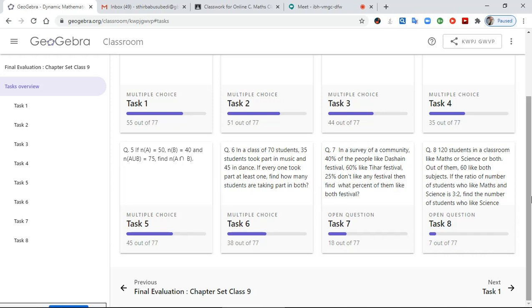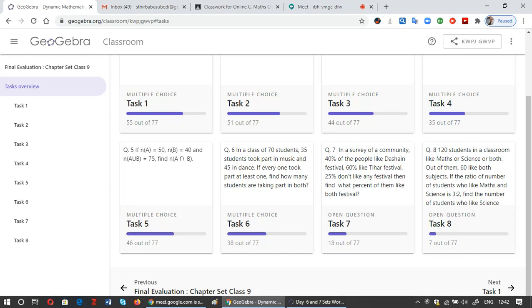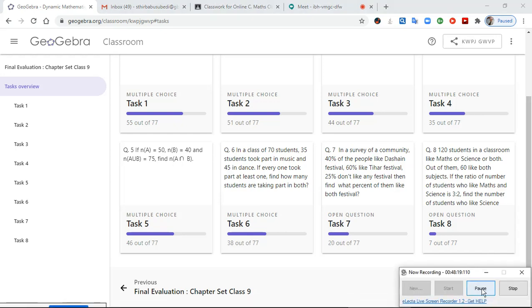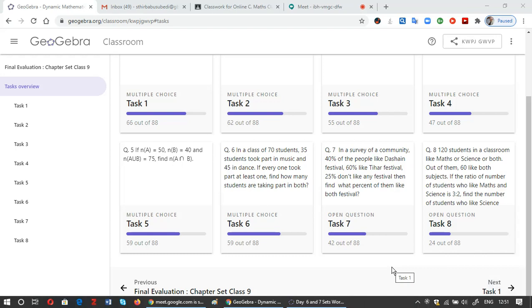Only 6 students in task 8. So many students are waiting in task 8. 55 in task 1. Where are the others? Out of 71 students, 55 students completed task 1, which means other students are still missing task 1 also. Please complete your tasks as soon as possible, dear students.